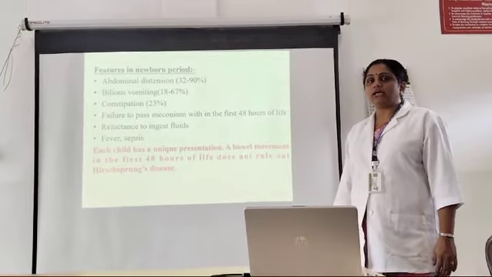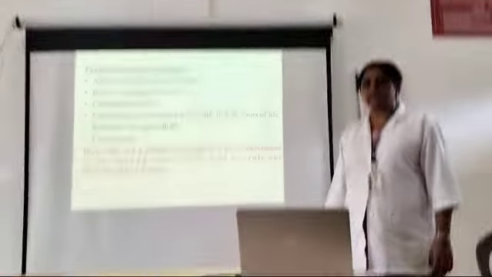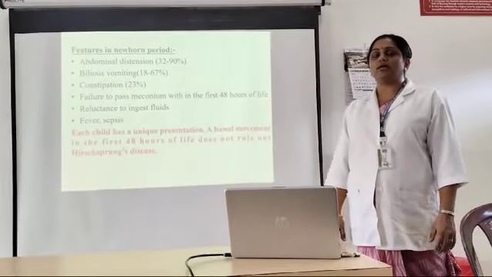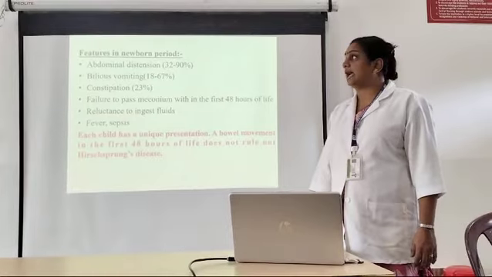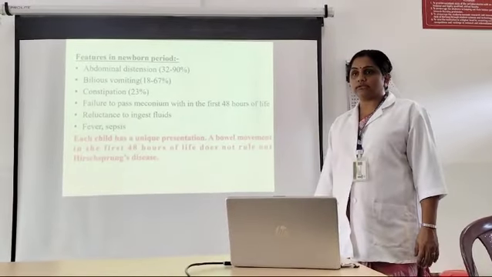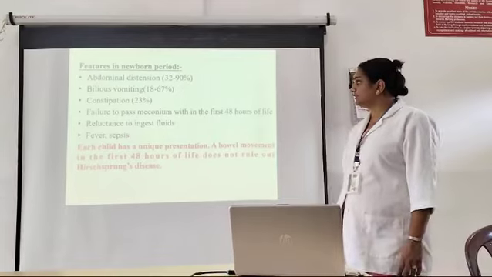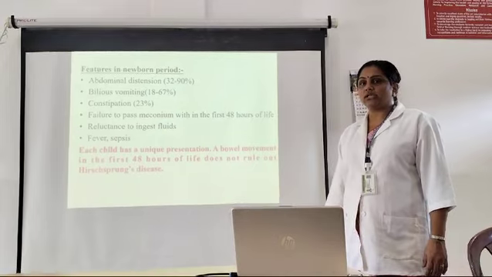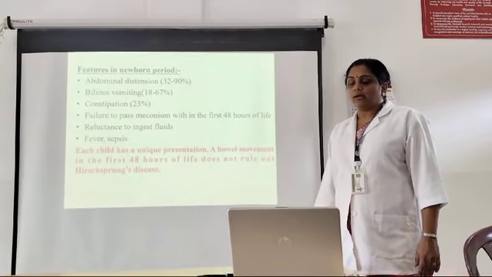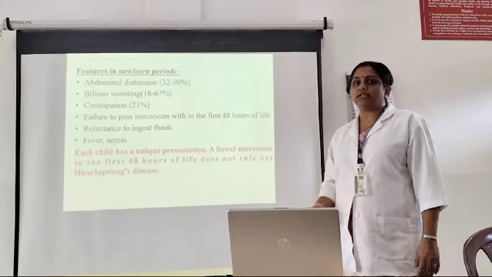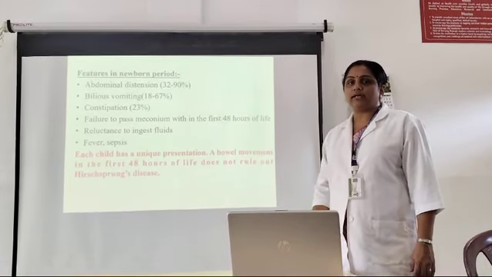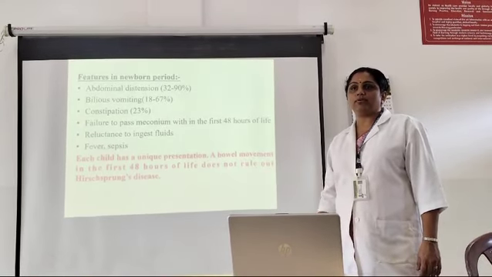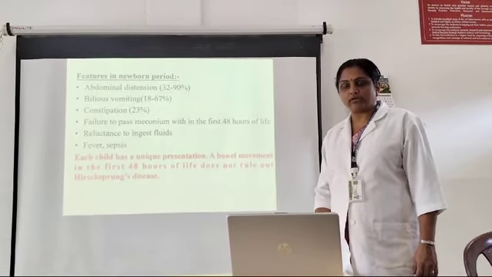Features in the newborn period. What are the things we can see during the newborn period? Abdominal distension. If megacolon is there, the baby will have abdominal distension. 30 to 90% of the children have this condition. And the baby also has bilious vomiting and constipation, and failure to pass meconium within 48 hours. Normally, a neonate will pass meconium within 48 hours. In this condition, the baby is not able to pass meconium within 48 hours of life.